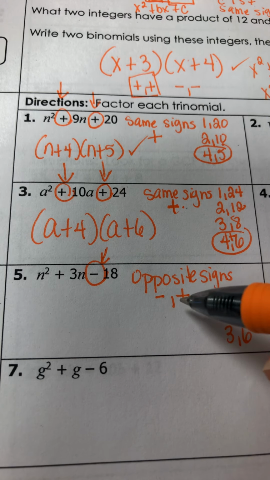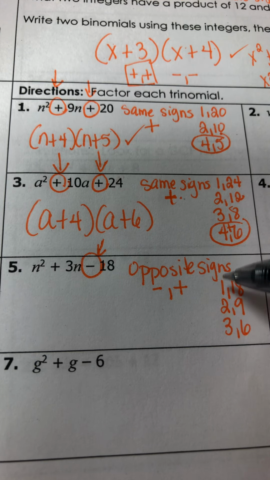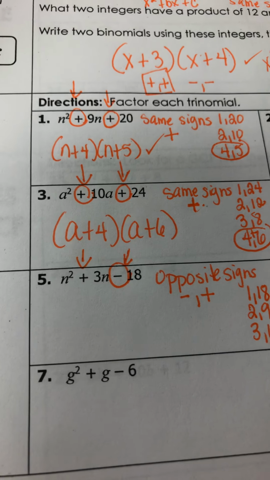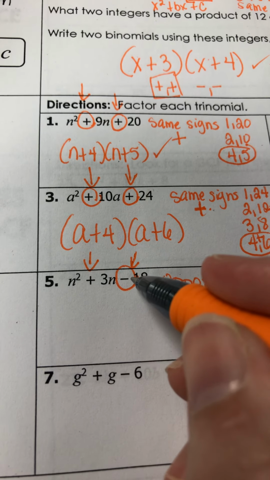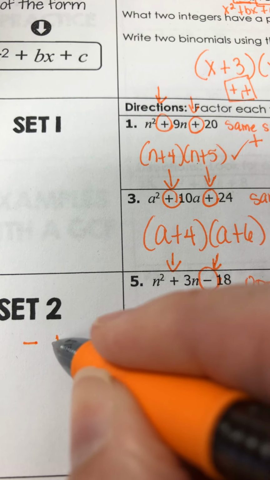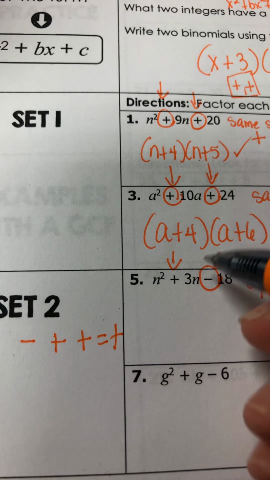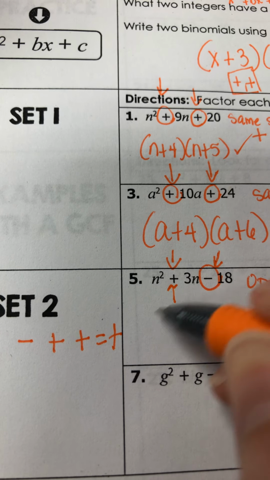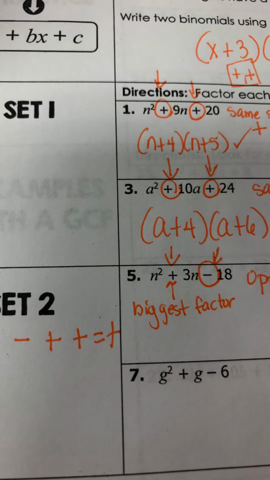Now, I've got to have opposite signs for my factors this time, but which factor do I make positive and which factor do I make negative? That's where your addition number is going to come in. So remember, your addition number is going to take your two factors and add them together. So we're going to take a negative and add it to a positive, and we're going to get a positive. So that tells me that my biggest factor has to be positive. So this is what your biggest factor is going to be whenever you have opposite signs.